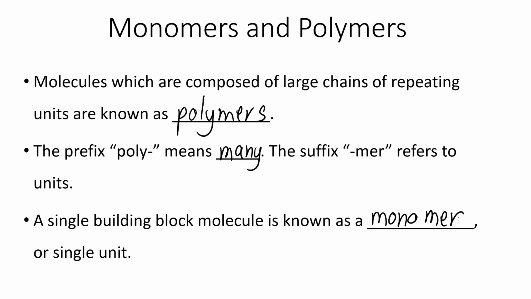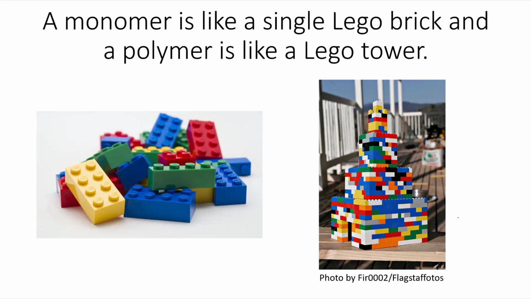A monomer is a one block, and a polymer is a structure that's made up of many blocks. And so really you can almost think of it as a monomer being like a single Lego brick, and a polymer is like a Lego tower. You're going to be connecting these smaller individual units together to make this larger, more complex structure.